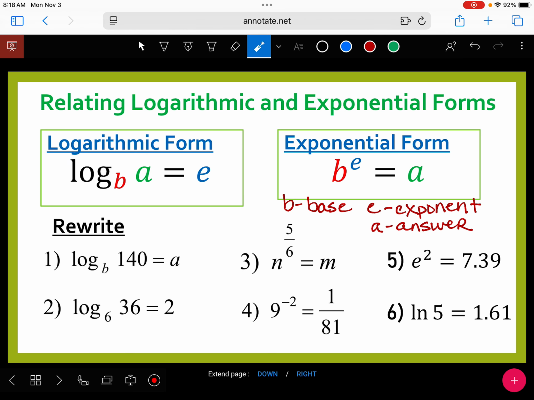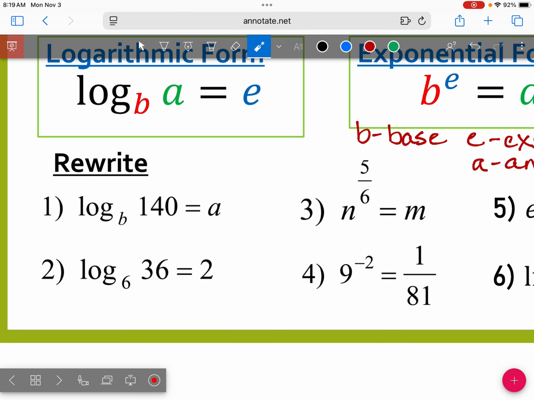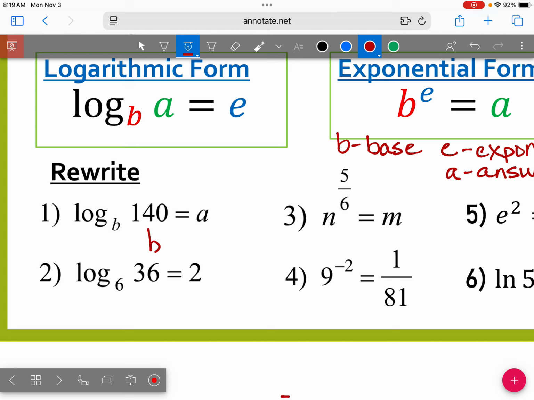So numbers 1, 2, and 6 are all log equations. If I were to write this as an exponential statement, it would be B to the power of A equals 140. That's the exact same statement. All I did was rewrite it, change it from a log statement to an exponential statement. For question 2, how would I rewrite this as an exponential statement? 6 squared equals 36. Good.